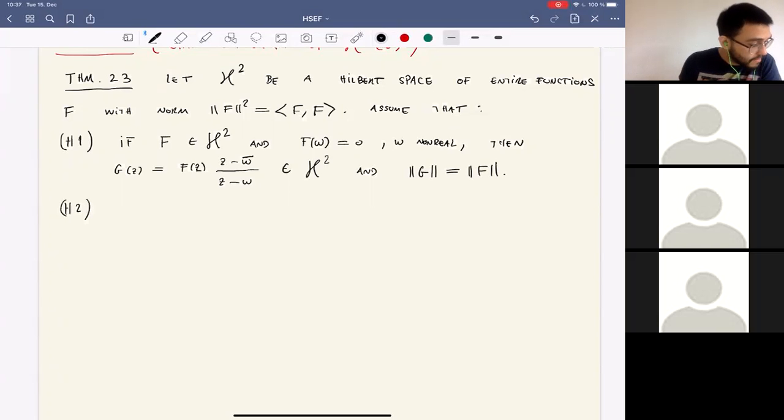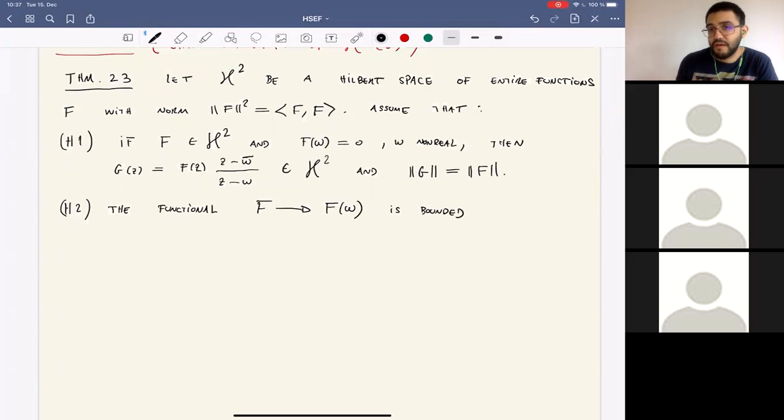Second hypothesis, which I think should be the first because it's the most important: the functional F that evaluates, the evaluation functional, is bounded in the space. Which is the same as saying that this is a reproducing kernel Hilbert space, because this would automatically imply, and also be equivalent to, the existence of some kernel that realizes this evaluation functional.